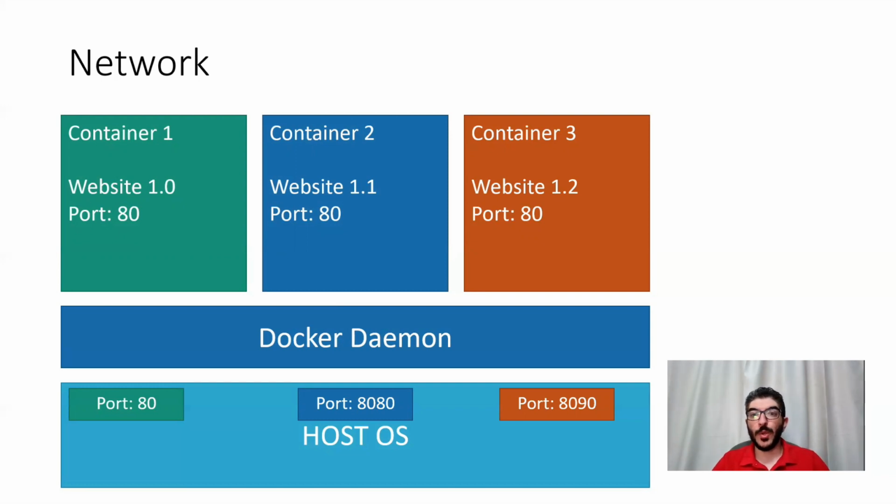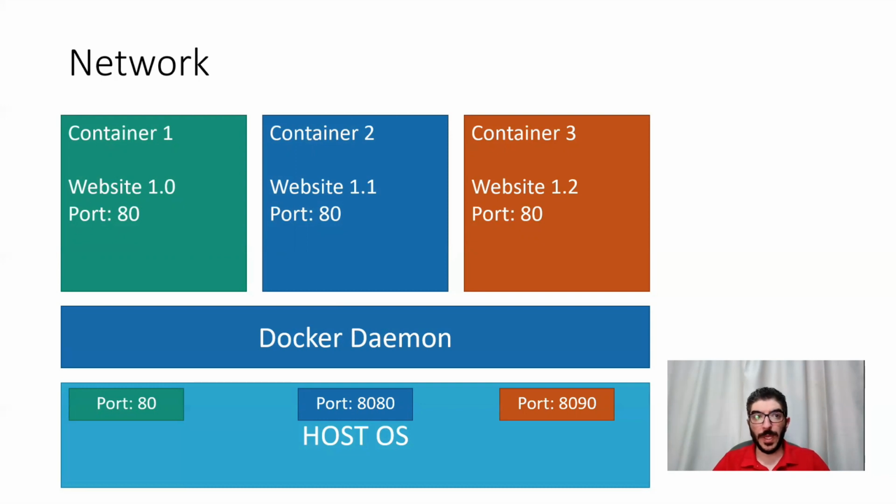All of them are opening port 80. This is not doable in a normal environment or a normal setting or in a virtual machine, but it's doable inside a Docker container. So this is how the Docker daemon translates different ports from the host to the inside containers.